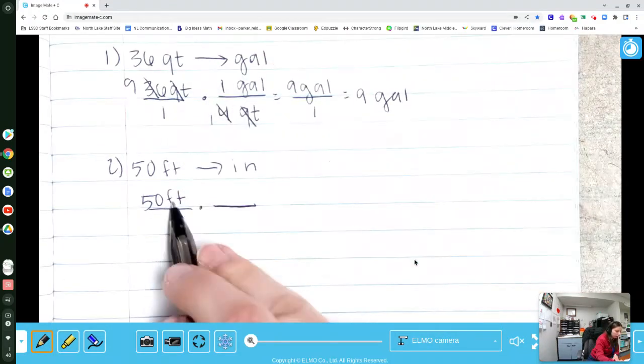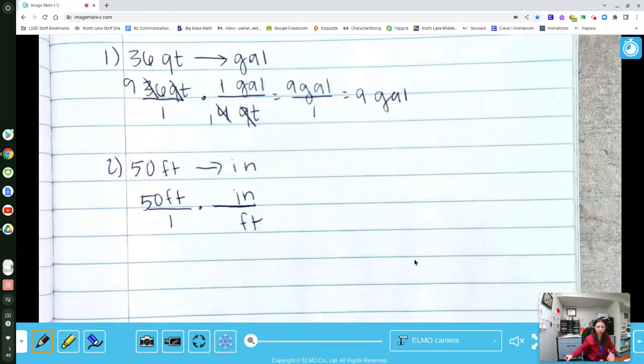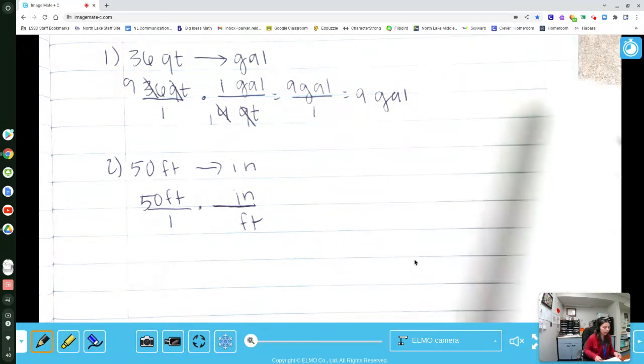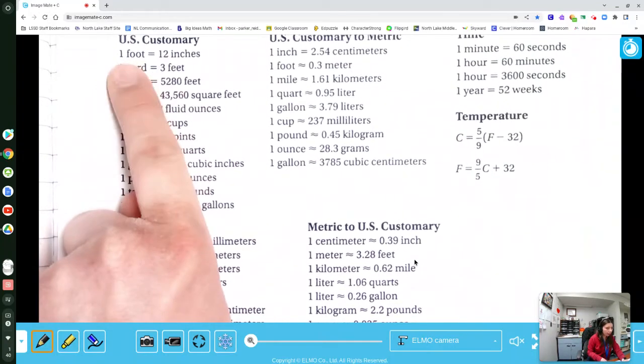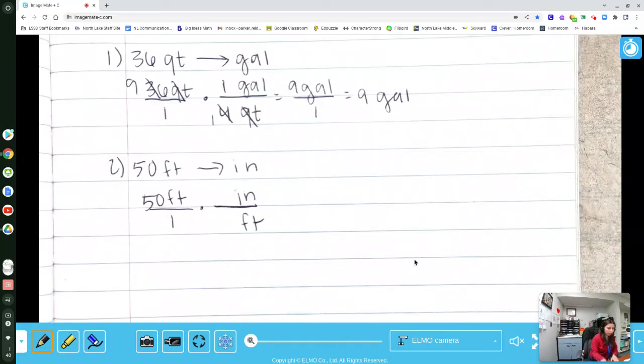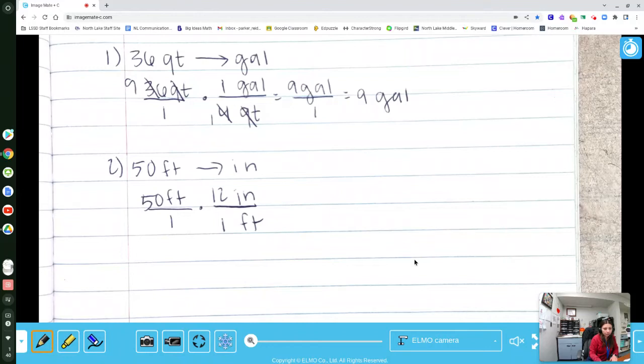I'm going to want to cross cancel feet, so I need feet to go down here. I want to turn it into inches, so inches are going to go up here. So let's look at our sheet and find inches to feet. Well, it looks like in 1 foot there are 12 inches, so let's use that piece of information. In 1 foot there are 12 inches.